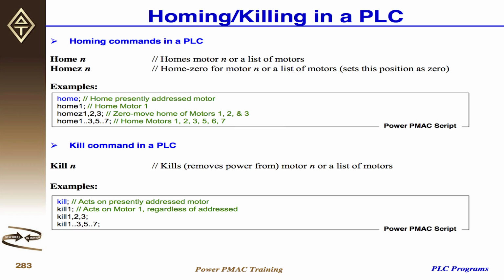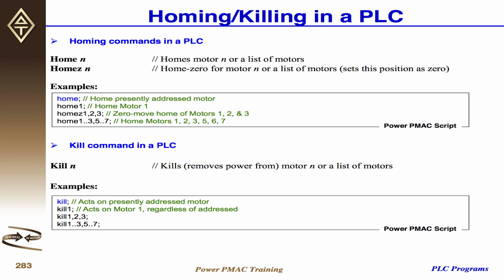So to home a motor from a PLC, you actually write out the whole command. From the terminal window, you are probably doing things like #1 HM, but in a PLC, you actually have to write out HOME. So in this example, we do home 1 to home motor 1 from a PLC. You can also do the home 0 command with home Z. And you can write lists of motors if you want. So in this example, we do home 1, 2, 3, 5, 6, 7. That homes motors 1, 2, 3, 5, 6, 7, and skips 4.